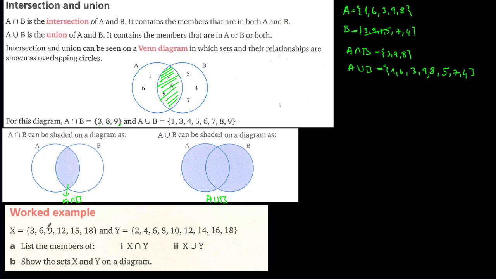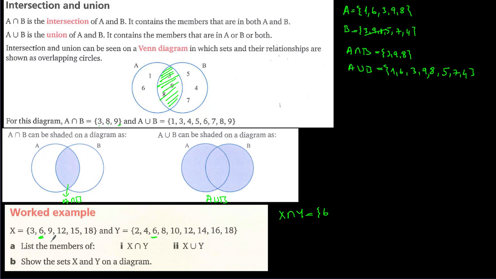The first set X is 3, 6, 9, 12, 15, and 18. And Y is 2, 4, 6, 8, 10, 12, 14, 16, and 18. So we are going to list firstly X intersection Y. It's easy to understand. X intersection Y means the common elements. Let's find the common elements. Is 3 common? No. Is 6 common? Yes. One by one we are going to check. Here these are the same, so the first element is 6.